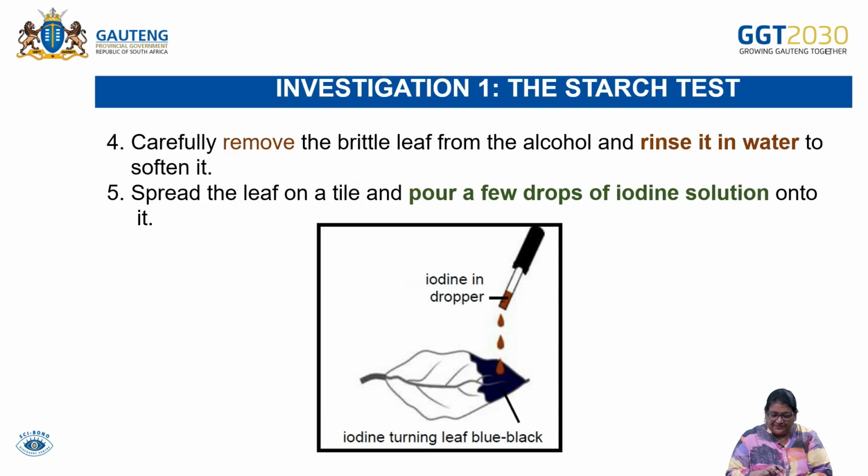All right. Now, carefully remove the brittle leaf from the alcohol. So you're going to remove that leaf. We're using a forceps. You're going to take a forceps, like a tweezer, and pull that leaf out of the ethanol. It's going to be brittle and hard. And then you're going to rinse it into that beaker of water.